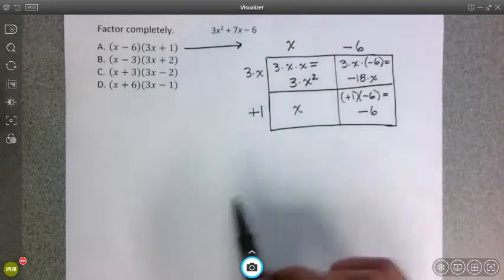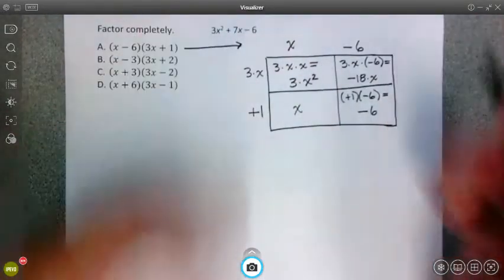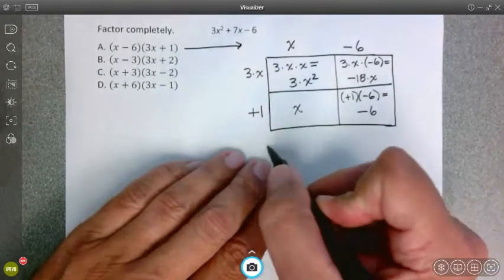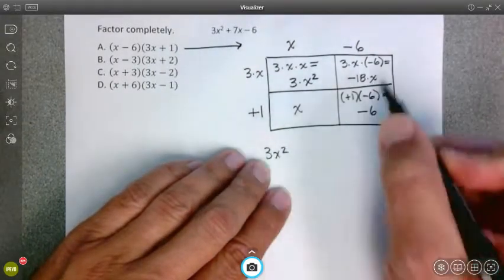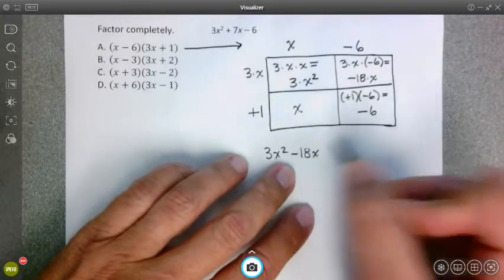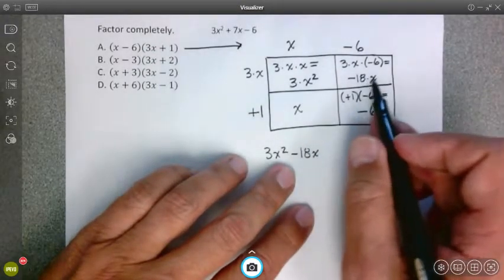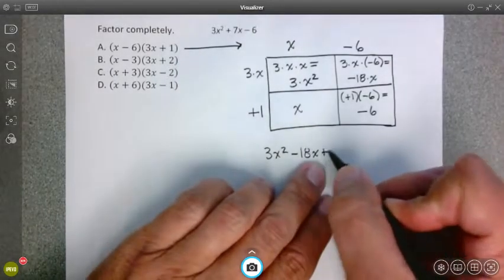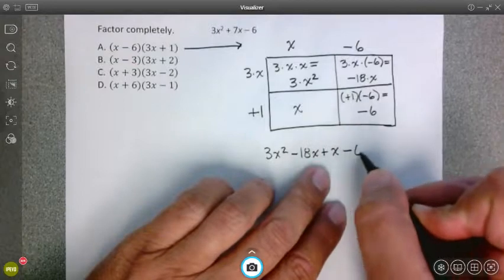And all I need to do now to get the expression that they represent is to add all the pieces together. So the first piece is the 3x squared. Then I have a minus 18x. And I'm leaving off the dots in between, which I was putting to show multiplication clearly. Then plus an x, and then subtract 6.